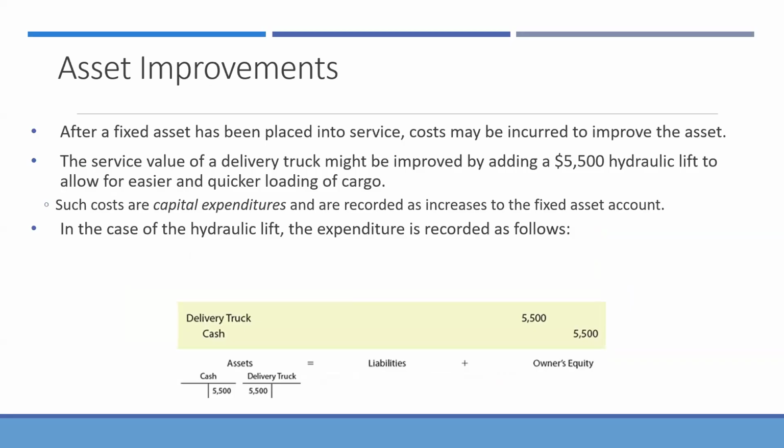And asset improvements are also possible. For example, adding a hydraulic lift for 5,500 to allow for easier, quicker loading of cargo. This is the capital expenditure that would increase the initial cost of the delivery truck.